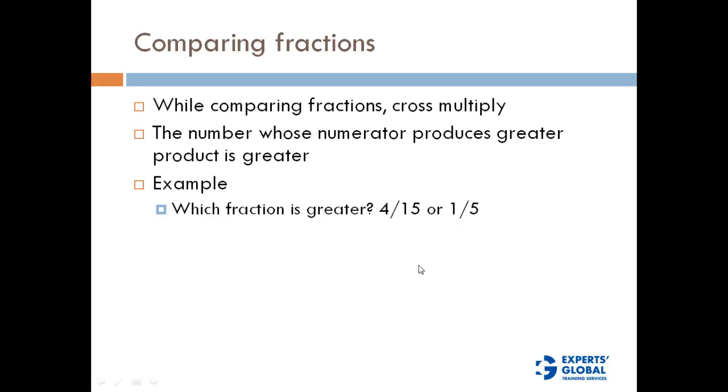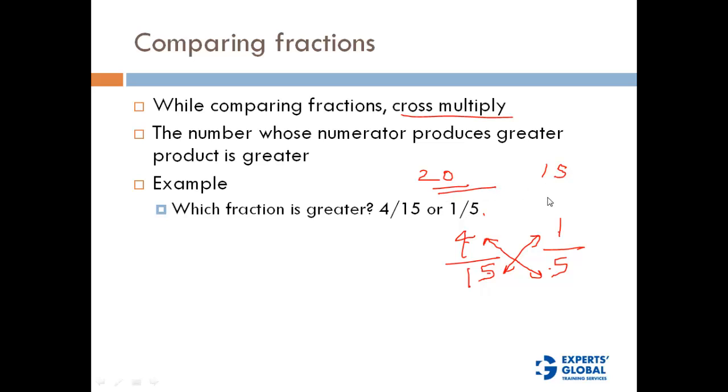Okay, so what we can do is, let's say 4 by 15 and 1 by 5, right? So what does the rule say? Cross multiply. What do you mean, cross multiply? We look at this product, 4 into 5. We also look at this product, 15 into 1. So 4 into 5 is 20. 15 into 1 is 15. Correct? Now let's compare these two numbers.